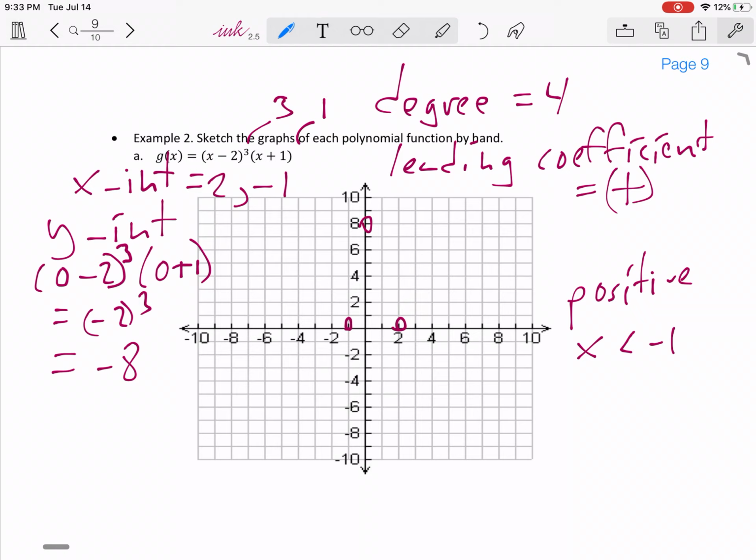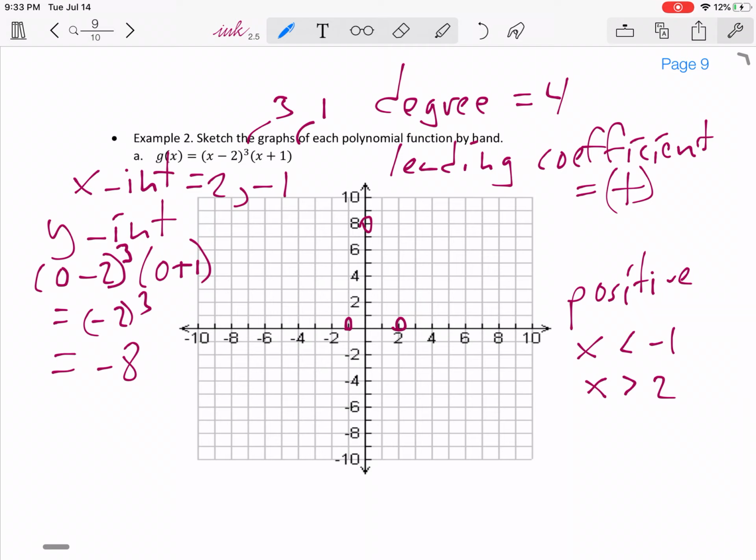Let's use the point on the right. The intercept there is 2, so let's say we used 3. You put 3 in. 3 minus 2 is 1, 1 cubed is positive, and 3 plus 1 is 4, which is positive. Two positives times each other is positive. So that tells you you're also positive when x is greater than 2.